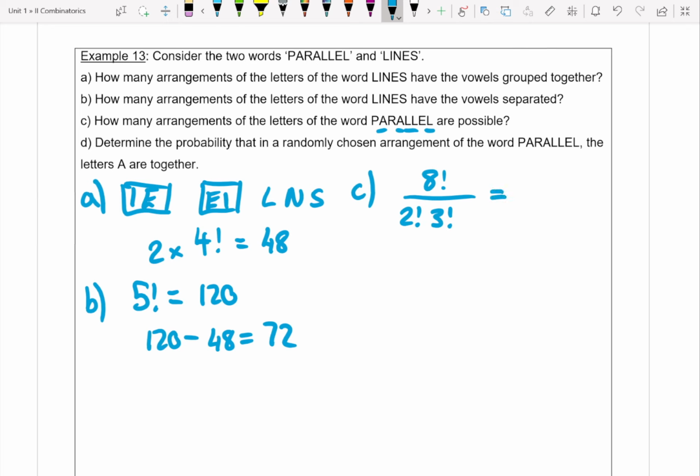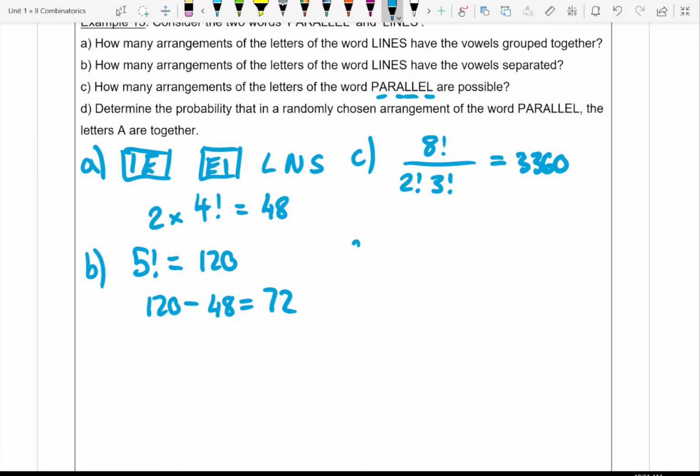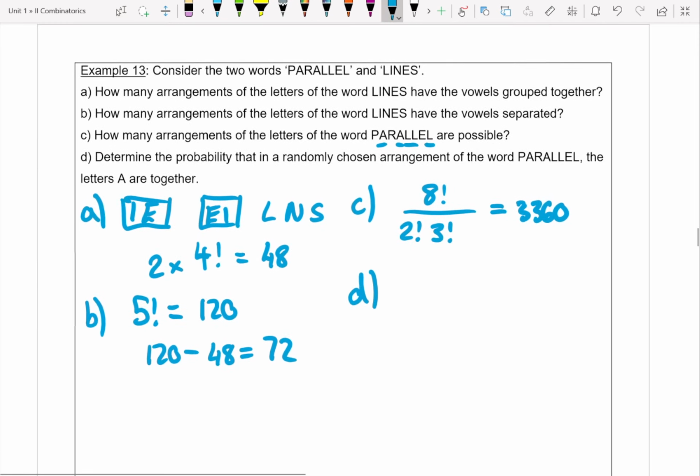So that gives us 8 times 7 times 6 times 5 times 4 divided by 2, which is 3,360 arrangements. And then lastly, we're asked to determine the probability that in a randomly chosen arrangement of the word parallel, the letters A are together.